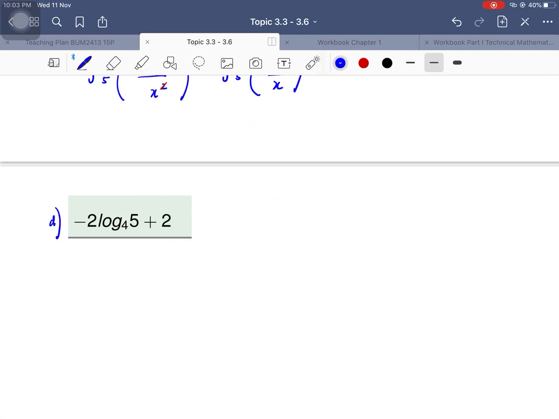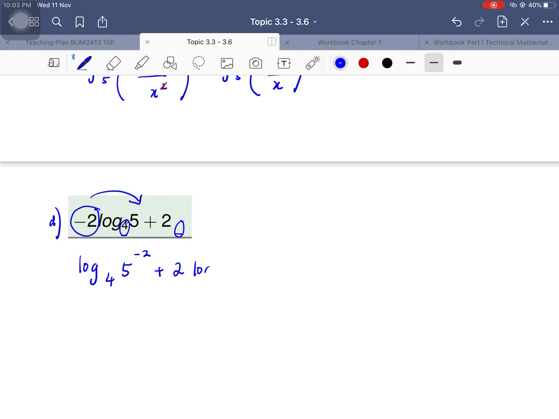Okay, for D, I'm going to use the same trick as what I have done previously. So it's just going to be another example. Here, I'm going to bring this up. I'm going to write that this is going to equal log of 5 to the power of -2. So you bring all of them up here, so it becomes 5 to the power of -2. And of course, if I want to put them together, I have to make this a log as well, and it must have the same base, then only can I do the operation.